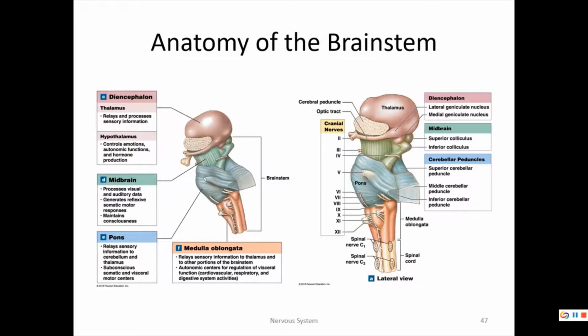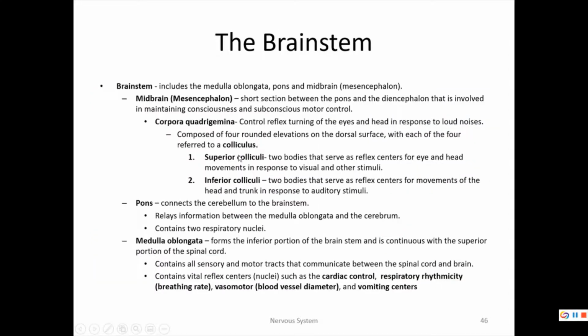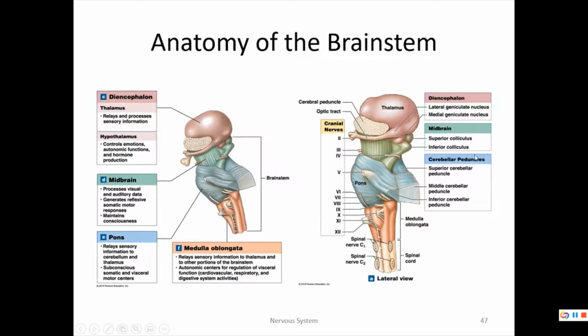Now, the brainstem, remember, is midbrain, pons, and medulla oblongata. Remember, the midbrain has the 2 superior colliculi and inferior colliculi. Remember that there is a medulla oblongata as well. That's all you have to know from these diagrams: the midbrain, pons, medulla oblongata, and the colliculi.